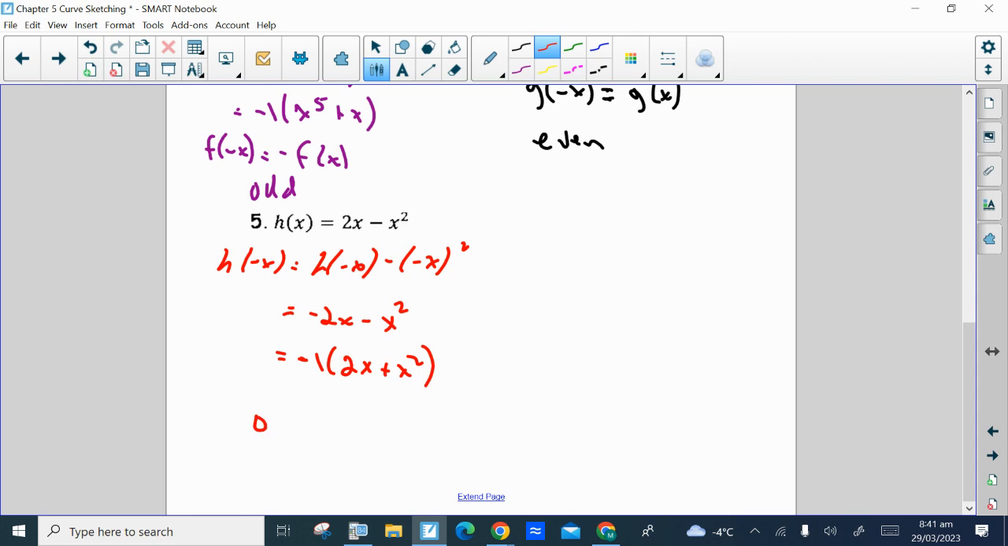So this would be neither. It's neither even nor odd. It's not symmetrical about the origin, nor is it symmetrical about the y-axis.